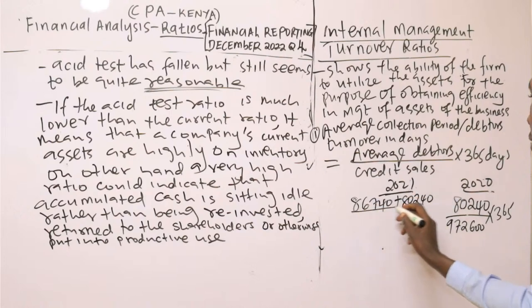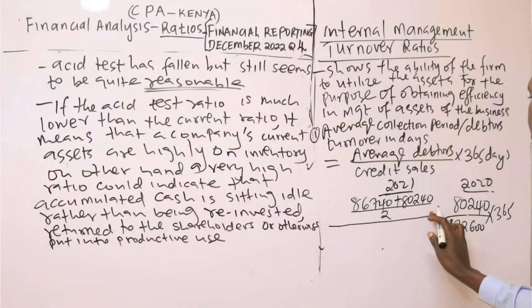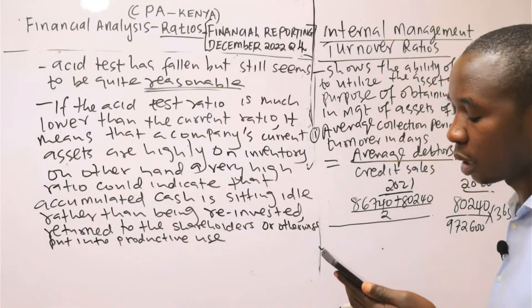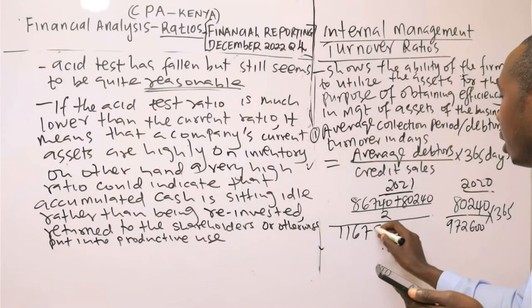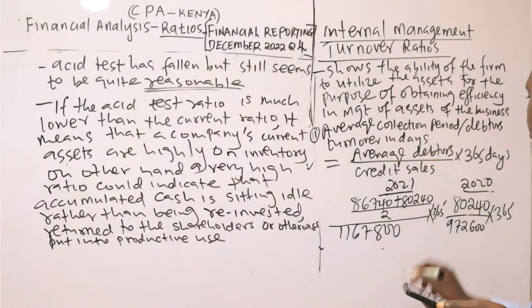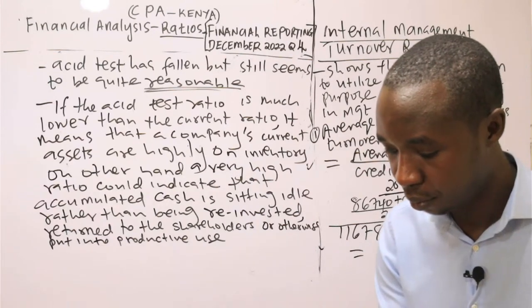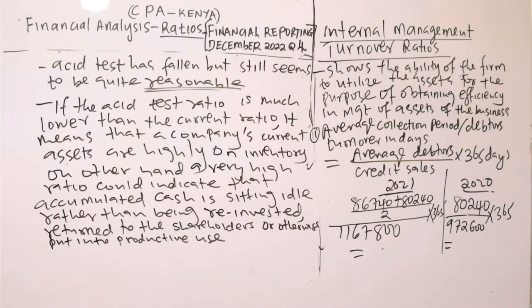Then I divide by what? 2. Then the answer from there is the one I will divide with the sales, which is assumed to be on credit from the statement of profit and loss, which is 1,167,800, and times 365. So what do we have here? What am I getting there?